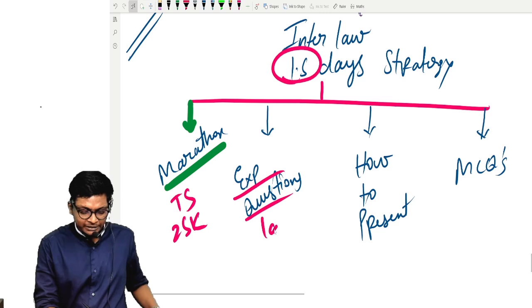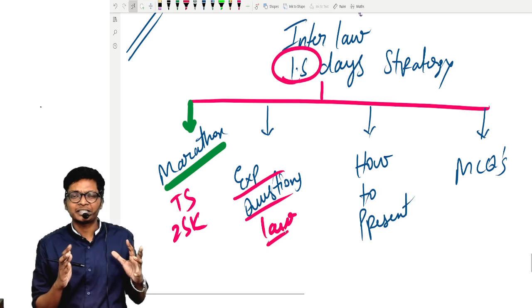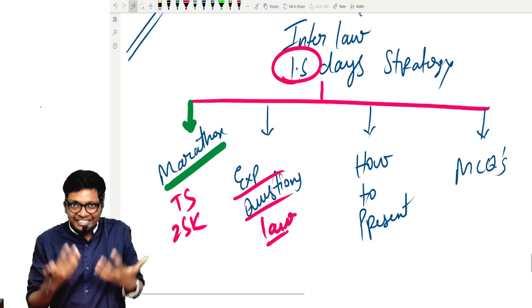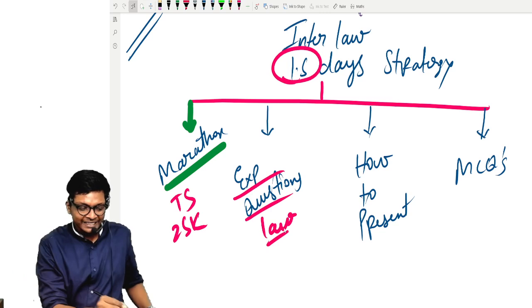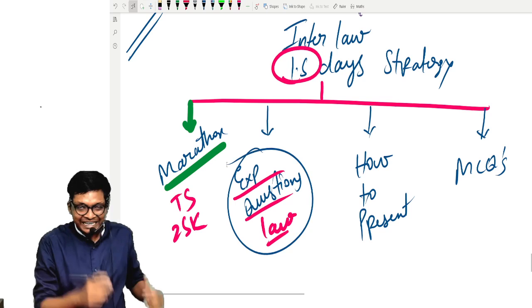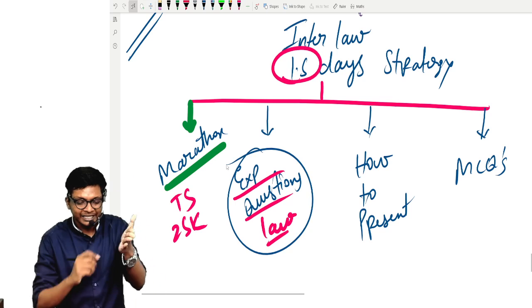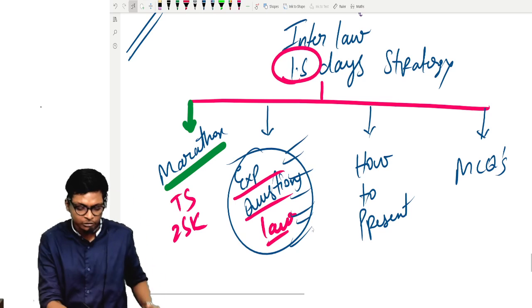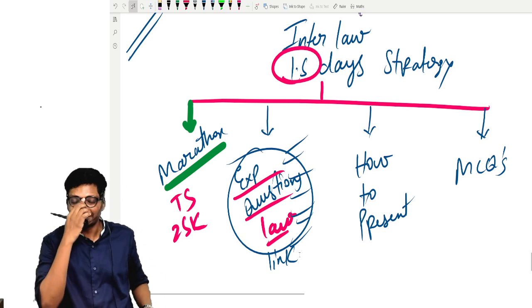Then look at the expected questions for law, but don't spend much time on this, guys. Finish the revision on the day of the exam morning. Just glance through this list and check, okay, I have covered all these topics. Go get this PDF from the link in the description.